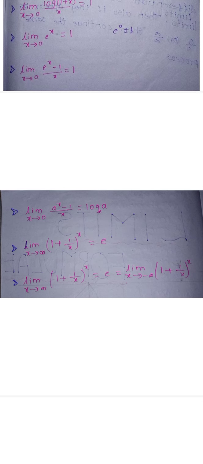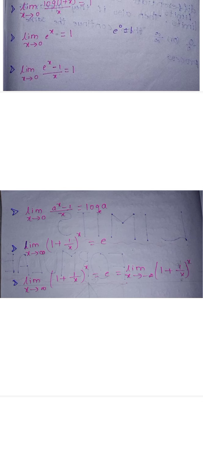So we have to write log before a. Limit x tends to 0, a power x minus 1 by x. What is in the place of a? We have to write that value, and that value should be preceded with log. For example, limit x tends to 0, 6 power x minus 1 by x, then what is the answer? Log 6. So whatever the value in place of a, we have to write that value preceded with log. Okay, log a.